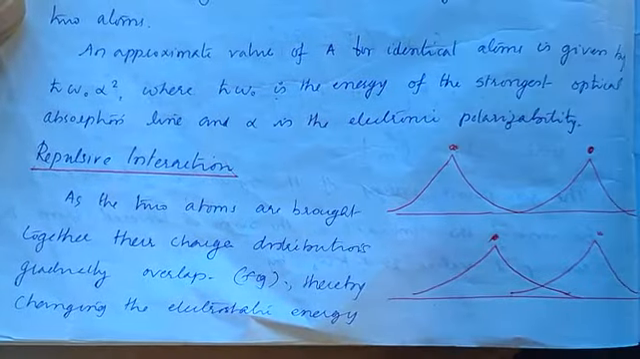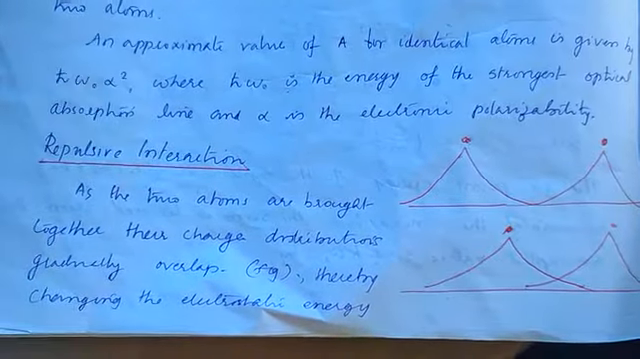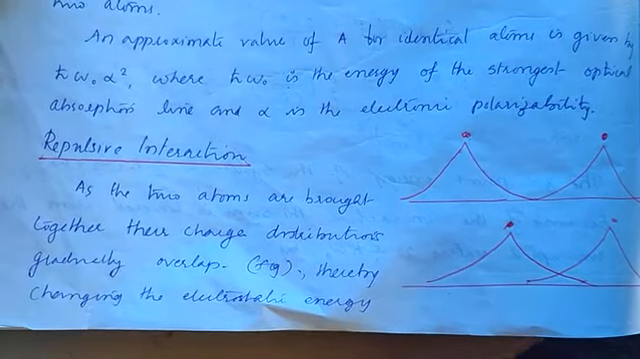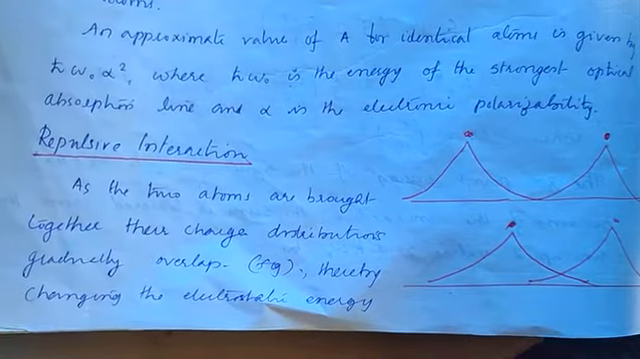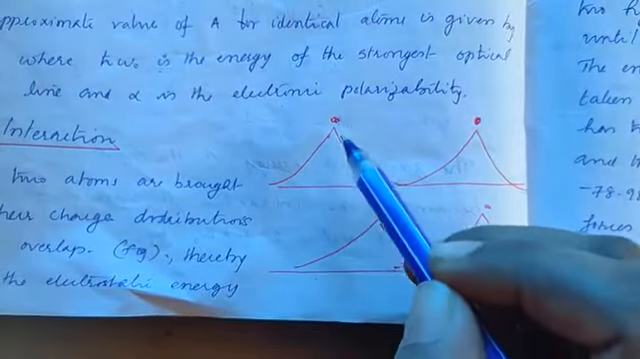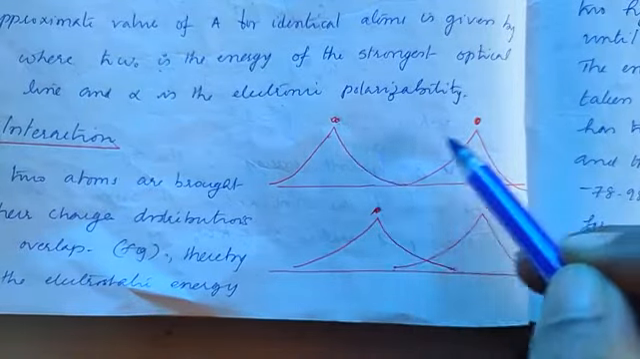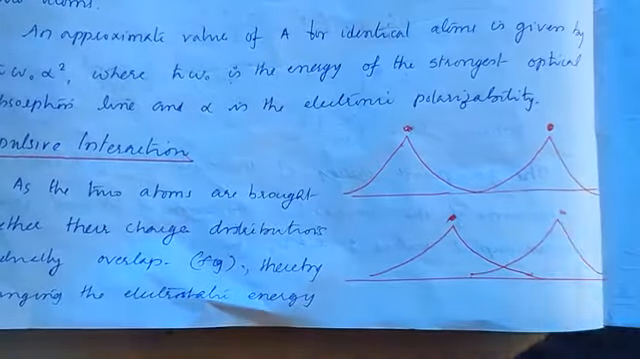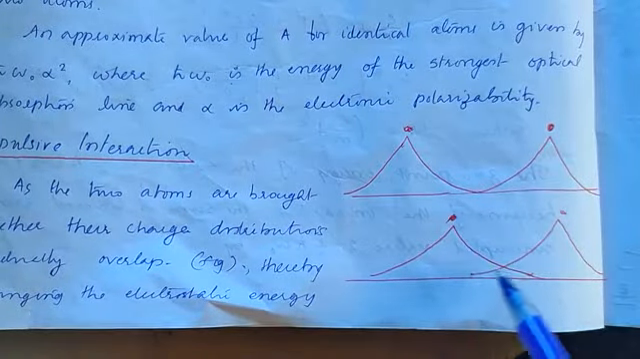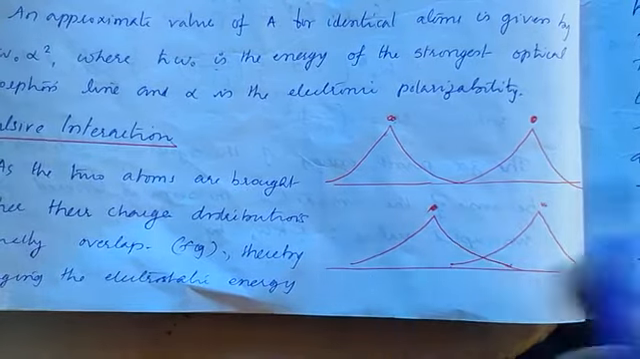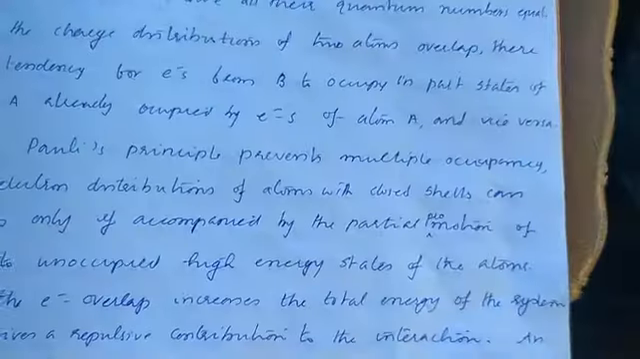Next, we'll discuss the repulsive interaction. As the two atoms are brought together, their charge distributions gradually overlap, just as shown in the figure here. So, this is a charge distribution of two atoms, and when they are brought together, their charge distributions will overlap, like in this figure, thereby changing the electrostatic energy of the system.